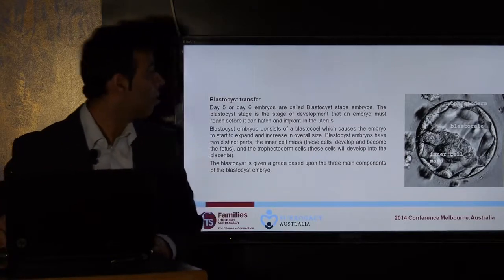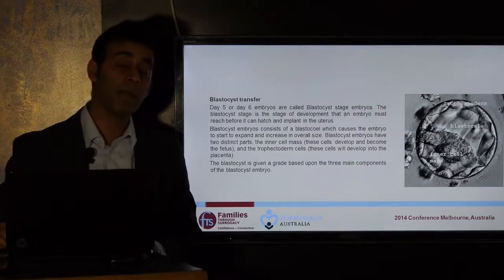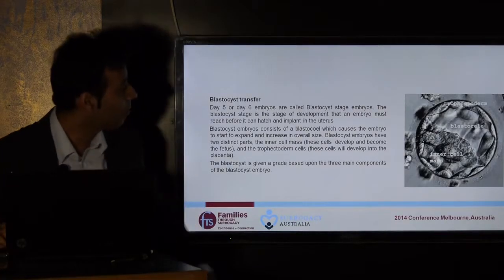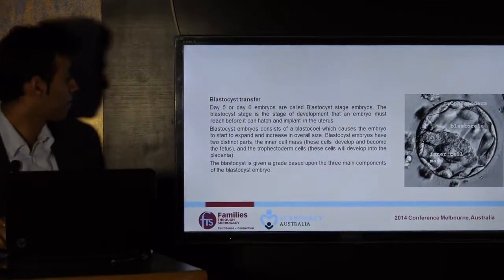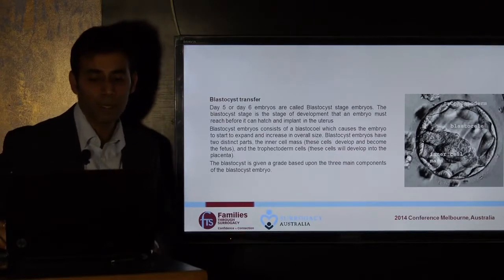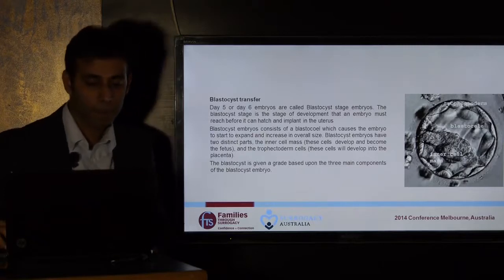Day 5 or day 6 embryos are called blastocyst. It is a stage which the embryo must compulsorily reach before it can hatch and implant. It consists of a blastocele, a trophoectoderm and an inner cell mass. The trophoectoderm usually develops into the placenta. The inner cell mass develops and becomes the fetus.